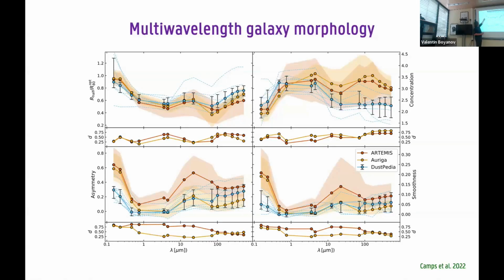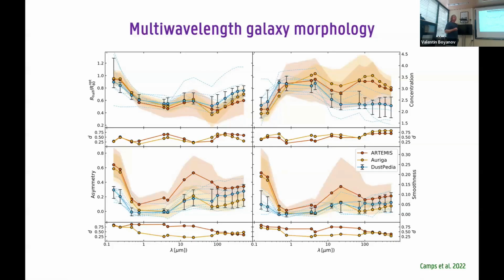First, you look at the half-mass radius. That gives you an idea of the size of a galaxy. Top right is the concentration, which tells you how concentrated your emission is. This is the symmetry, and this is the smoothness. And what you see in blue is the multi-wavelength morphology measured in a set of observed galaxies from the DustPedia sample. Then red and yellow are measurements based on our SKIRT simulations.